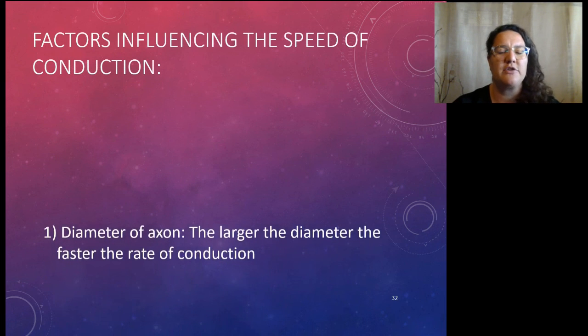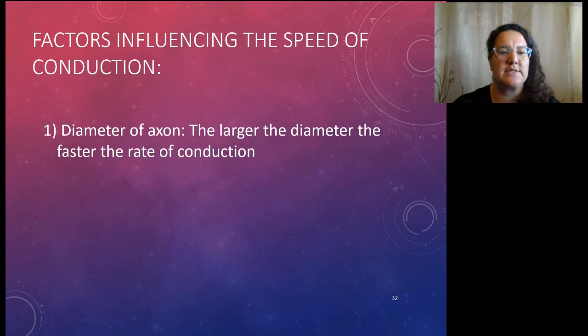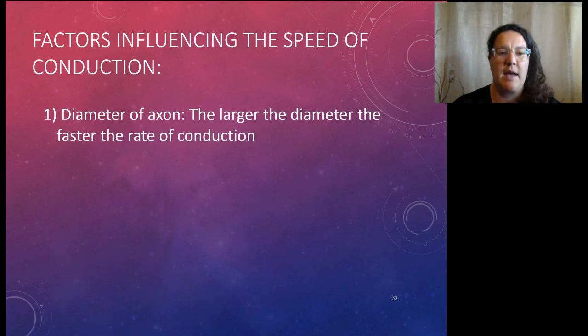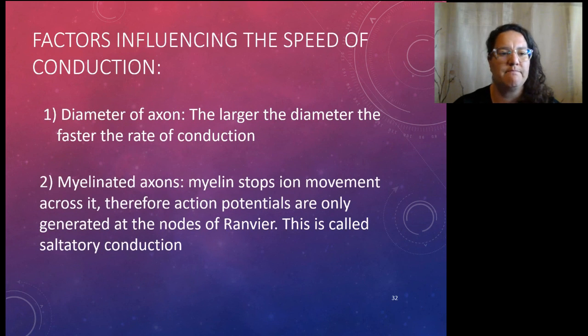So when we look at the factors influencing the speed of conduction, we can look at the diameter of the axon. The larger the diameter, the faster the rate of conduction. In myelinated axons, because the myelin stops ion movement across it, the action potentials are only generated at the nodes of Ranvier, which is called saltatory conduction, which speeds up the rate of nerve conduction.